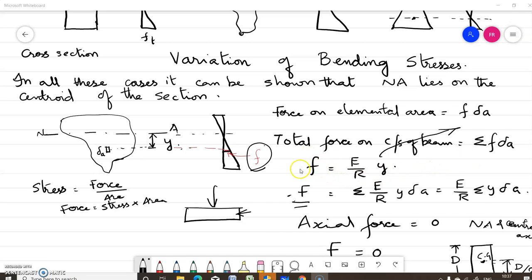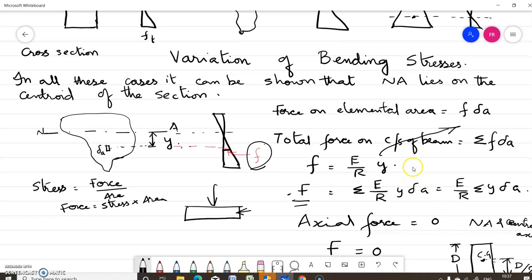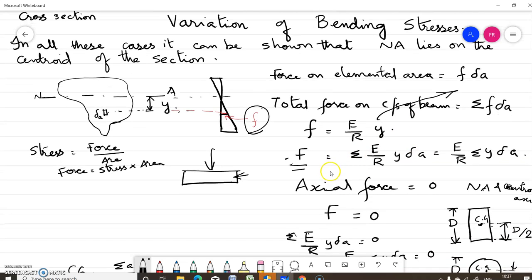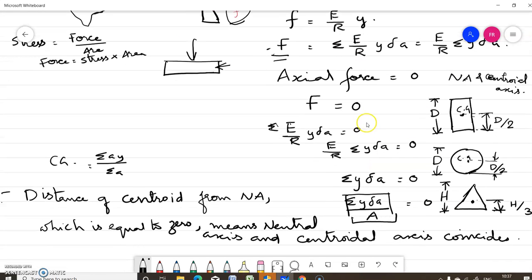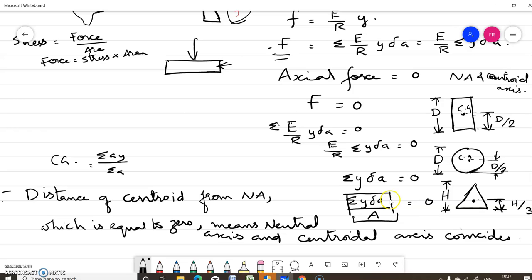So what is your equation for stress? F equals E by R into Y. We have derived this. Substituting in this equation, we will get the total force equal to sigma of E by R into Y into delta A, which is E by R into sigma of Y into delta A. Now we know that the cross section of the beam is not subjected to any net force, so we can equate this force to 0. But E and R are constants and cannot be 0, so we can write sigma of Y into delta A is equal to 0.